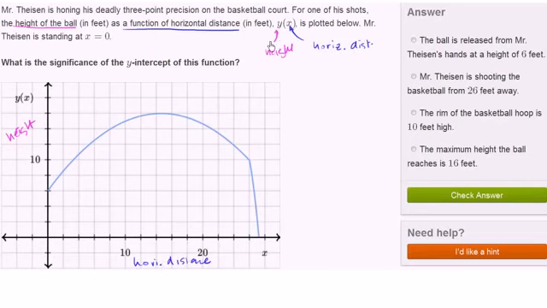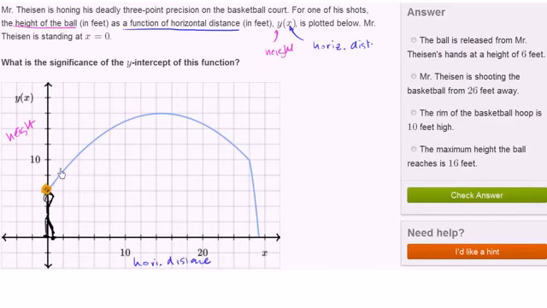Now, it's plotted below. Mr. Thiessen is standing at x equals 0. So he's standing right over here. This is Mr. Thiessen. So I'll draw my best attempt at a little stick figure version of Mr. Thiessen. That's not even an acceptable stick figure right over there. So this is Mr. Thiessen, and he's standing at x equals 0. And at x equals 0, he is shooting a basketball.